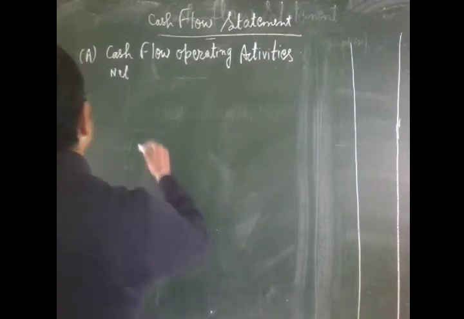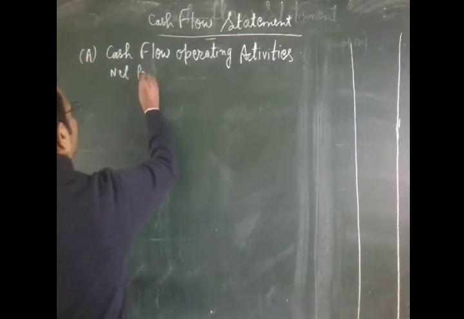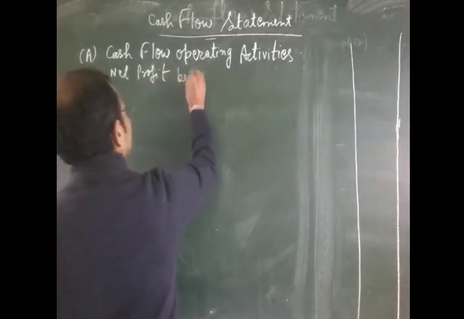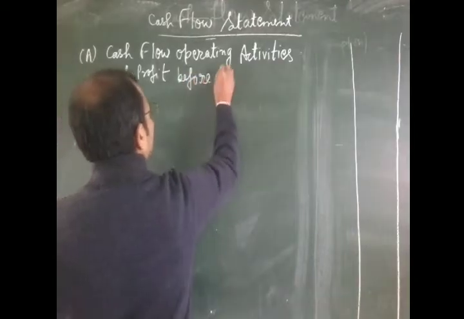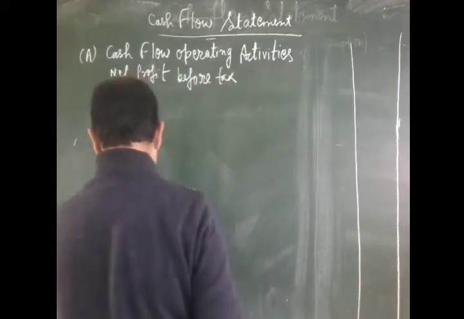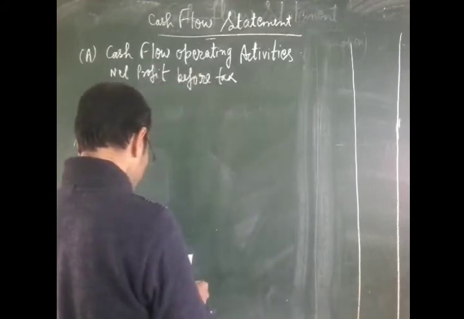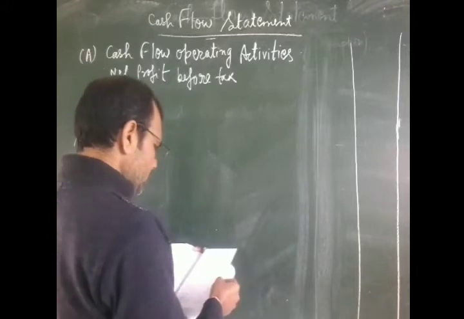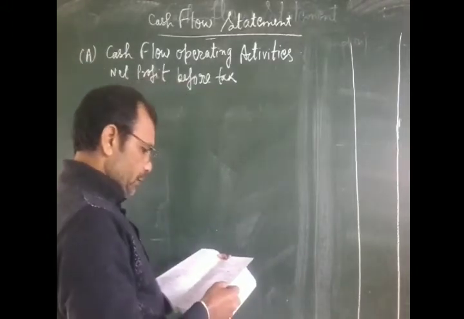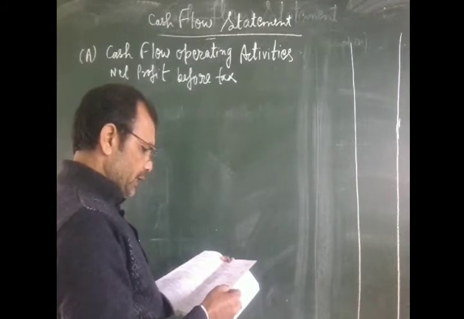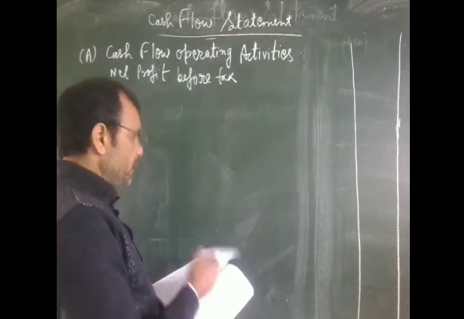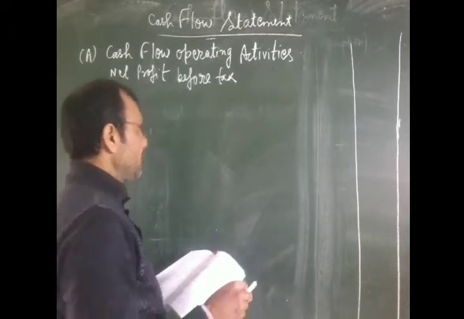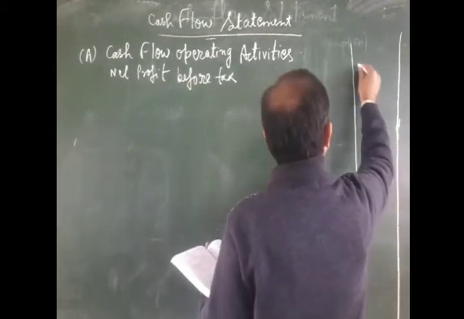Firstly we will write here net profit before tax. And in your balance sheet, on 2017 50,000 and 2018 60,000 were given, so we will deduct 50,000 from 60,000 and the amount will come 10,000.